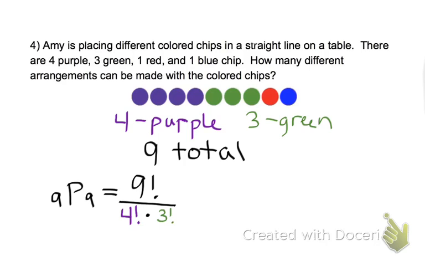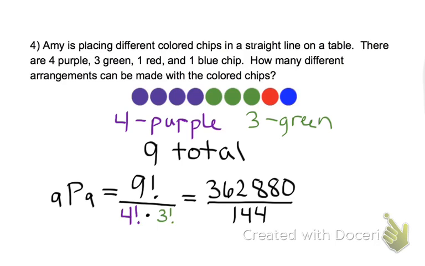So 9 factorial is going to give us 362,880, and 4 factorial times 3 factorial is 144. This is going to give us 2,520. So there's going to be 2,520 different ways that we can rearrange the colored chips without duplicates.